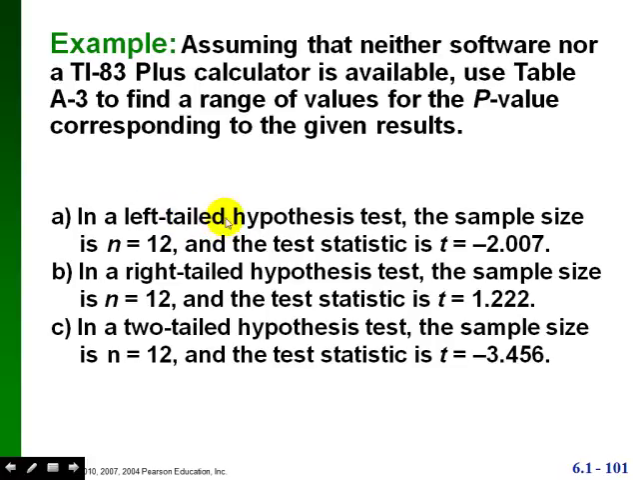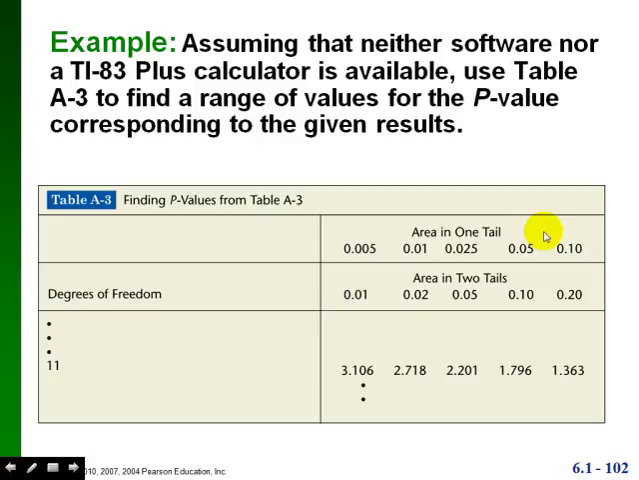So let's say we have a left-tailed hypothesis test, sample size of n equals 12, and our test statistic is t equals negative 2.007. So here's a little cutout from the t-table, and if we have a negative test statistic, if we're looking in our t-table, we just turn it to a positive value. So what we want to look for is our degrees of freedom would be 11 because our n was 12, and we're just going to look in this row.